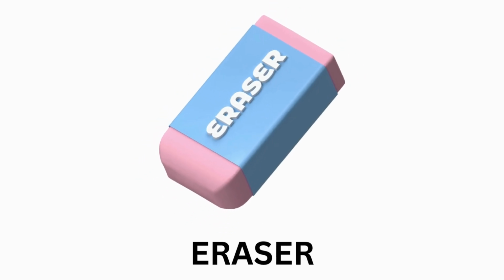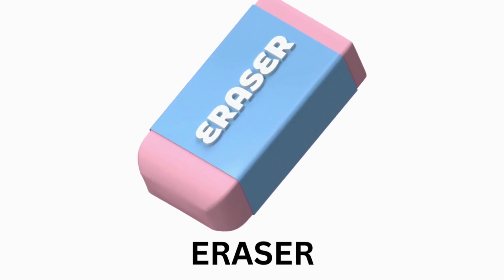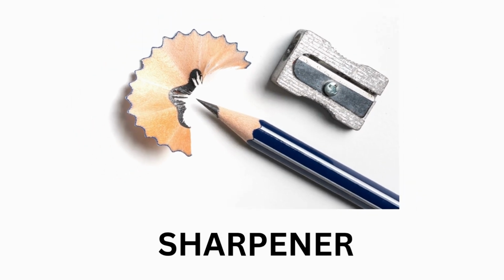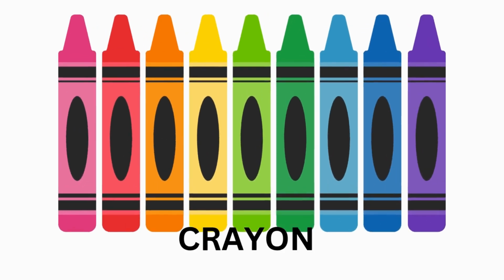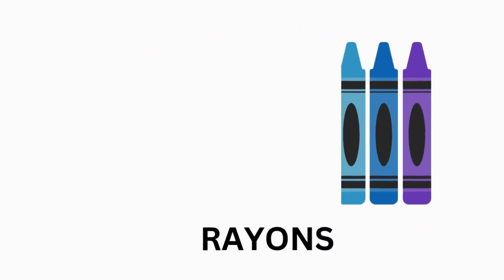This is an eraser. An eraser. We erase mistakes with the eraser. This is a sharpener. A sharpener. We make the pencil sharp with the sharpener. These are crayons. Crayons. We color with the crayons.